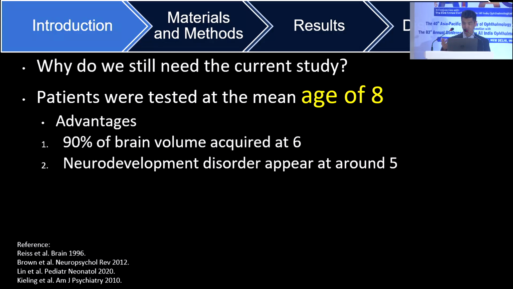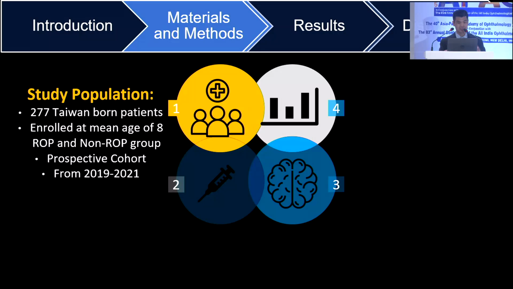Why do we need to do this study? Because our brain acquires 90% of its volume after the age of 6, and some neurodevelopmental defects will not appear even before the age of 5. So if you do the neural assessment before 5, you could miss those problems. So we did a prospective study and enrolled 277 patients at our center.